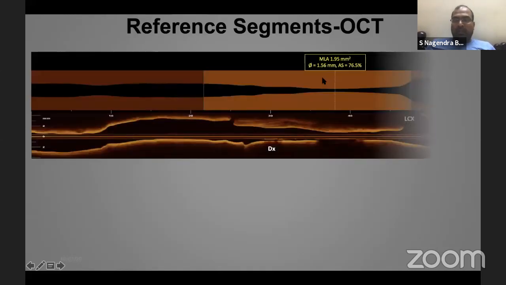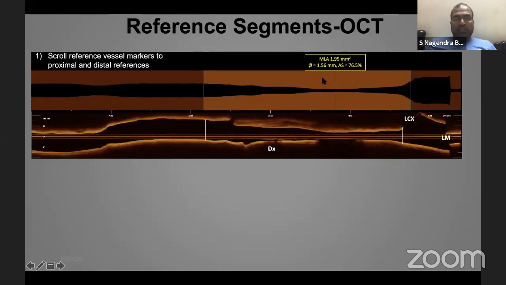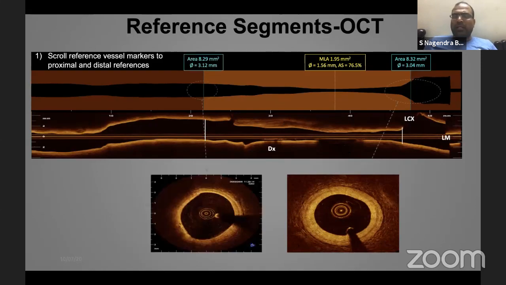How to determine the reference segment in OCT is the same concept. Pullback, OCT pullback. You identify the reference segment, distal and proximal segment. Then you get the lesion length. If you are absolutely sure, you can take a 26 or you can take a 28. Go slightly distal here and slightly proximal here. Nothing wrong in doing the strategy. You'll be able to identify the intima, media, and adventitia very clearly in OCT.